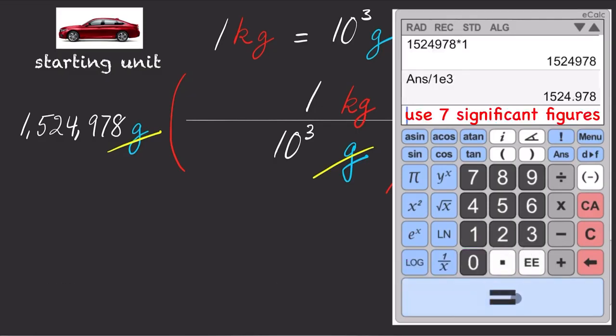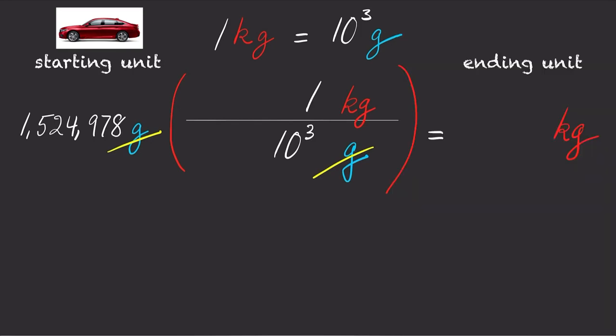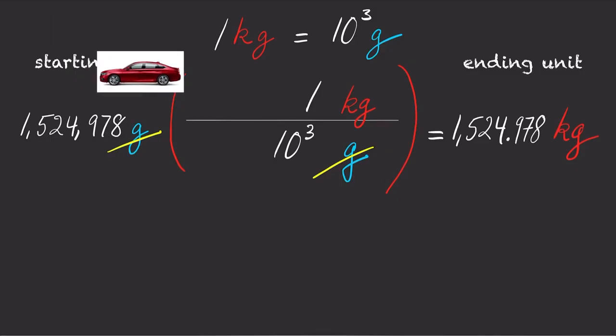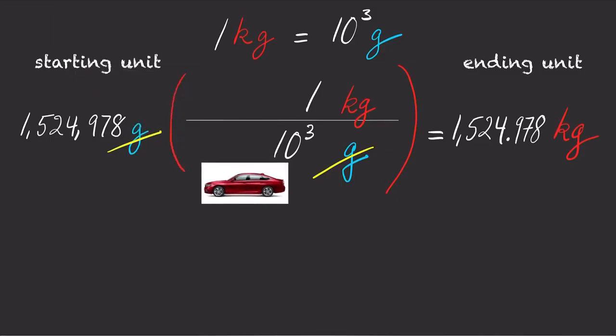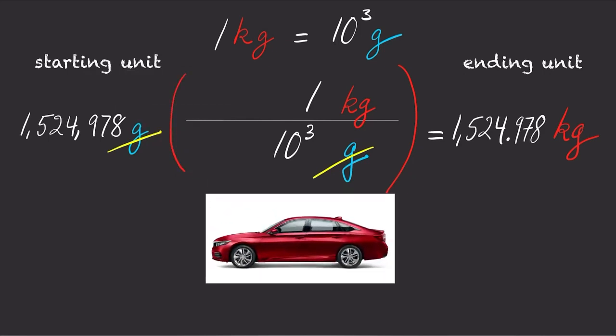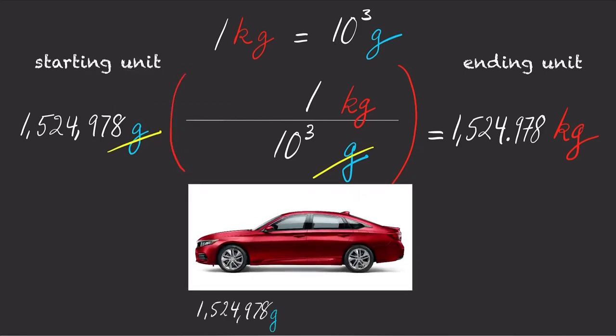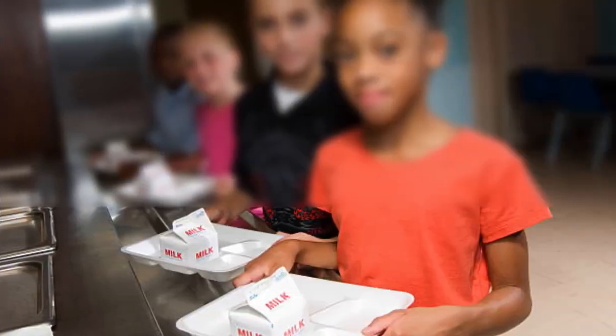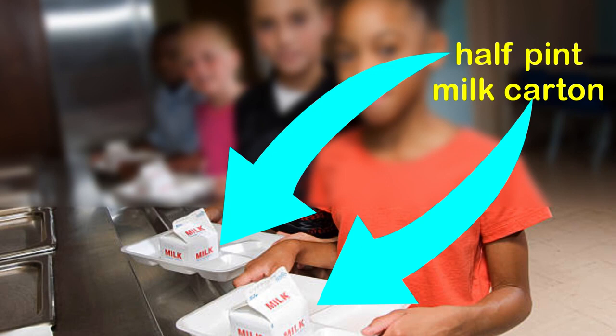Round to 7 significant figures, and the answer is 1,524.978 kilograms. Since there are a lot of grams in 1 kilogram, the conversion from grams to kilograms should leave us with a much smaller number. Our answer makes sense.